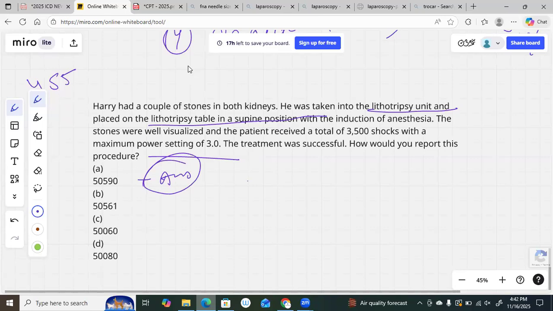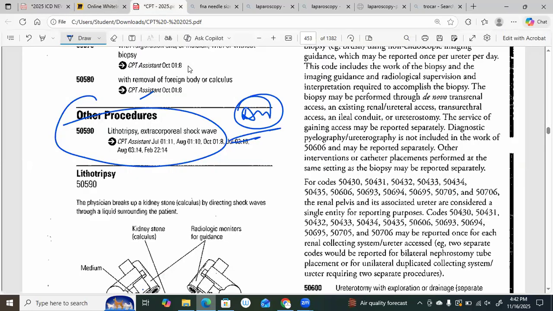So in this case, the patient is coming to remove the stones from both kidneys. The patient is taken into the lithotripsy unit and placed on the lithotripsy table in the supine position. After the anesthesia, the patient received 3500 shock waves. That means extracorporeal shock waves have been used to remove the stones. So this is a lithotripsy procedure. For the lithotripsy, we are going to use 50590. So the answer should be 50590. Clear?